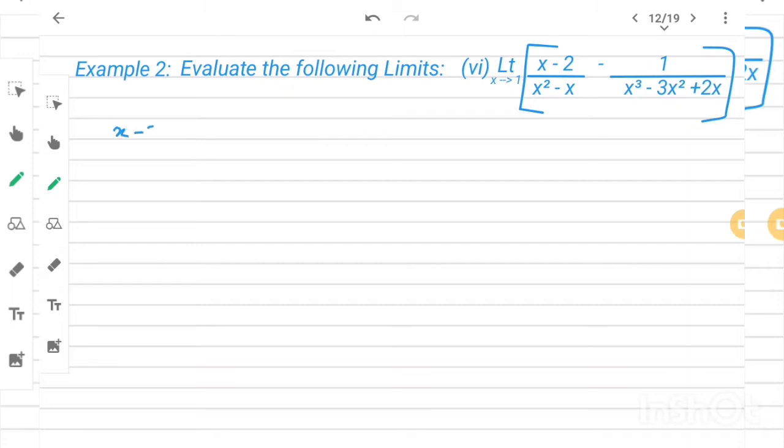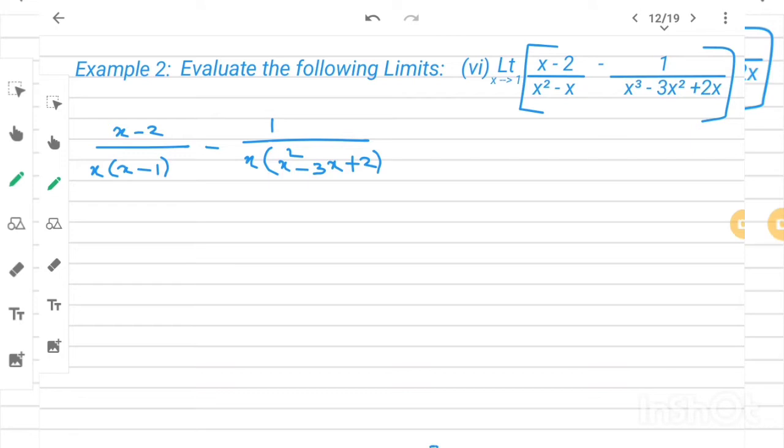For that, x minus 2 as it is, and in the denominator I'm having x square minus x. So shall I take x of x minus 1, that is I have taken x as a common. And the second term is 1 by x cube minus 3x square plus 2x. Here also I can take x as a common. So what will happen? x of x square minus 3x plus 2.